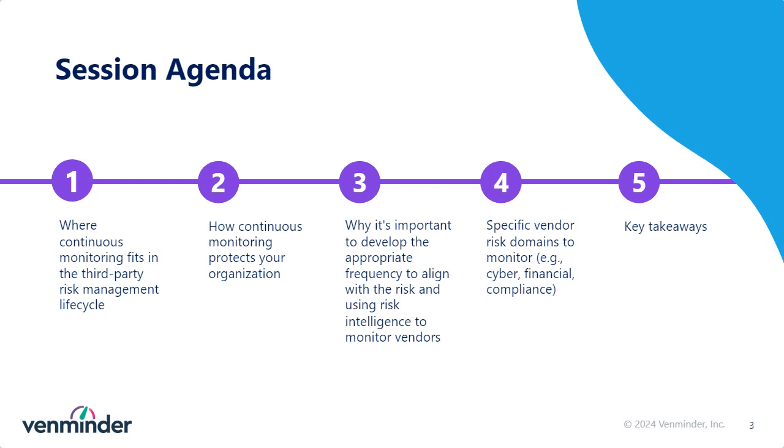So let's take a look at our agenda for today's session about ongoing or continuous monitoring. As you can see, we will first talk about where continuous monitoring fits into your third-party risk management lifecycle or program. Then we will talk about how it protects your organization, basically why you should be doing this. Then we'll talk through how to align your monitoring with the appropriate risk level and talk through how to use risk intelligence data to help you in that process. And we'll spend some time talking through the specific vendor risk domains with some examples. And of course, we'll always end with a few key takeaways. So let's just jump right into it.